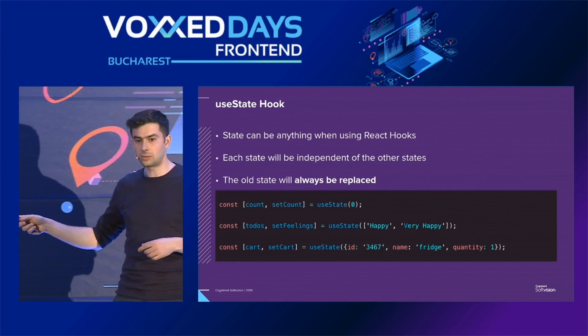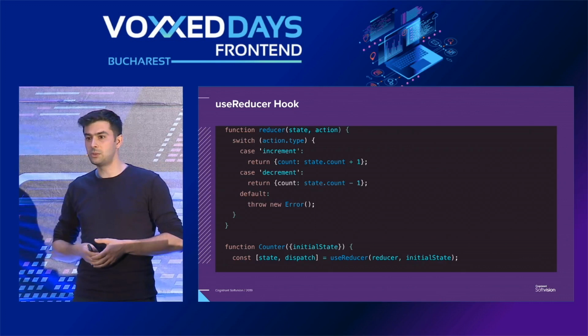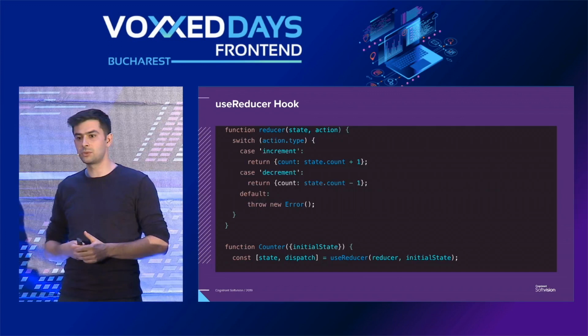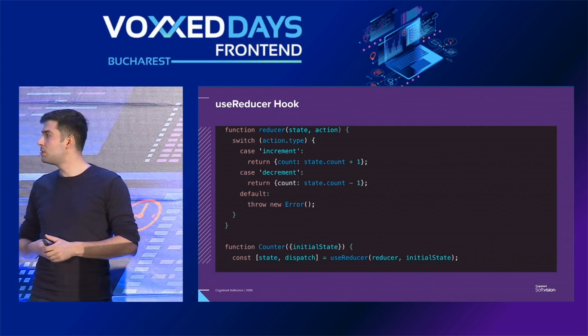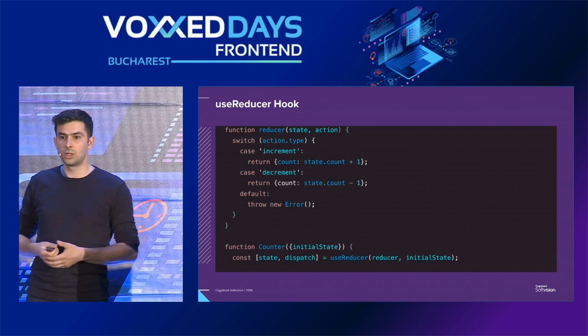Okay, so what's a better alternative for using complex objects? Well, useReducer. It's another hook. It's a nice hook. It resembles a lot with things that we are used to if you're used to Redux. So you're using actually a basic reducer and you're feeding the useReducer hook a reducer and an initial state, and that's it. And this will return a state and a dispatch. And this is pretty familiar if you are used to Redux.